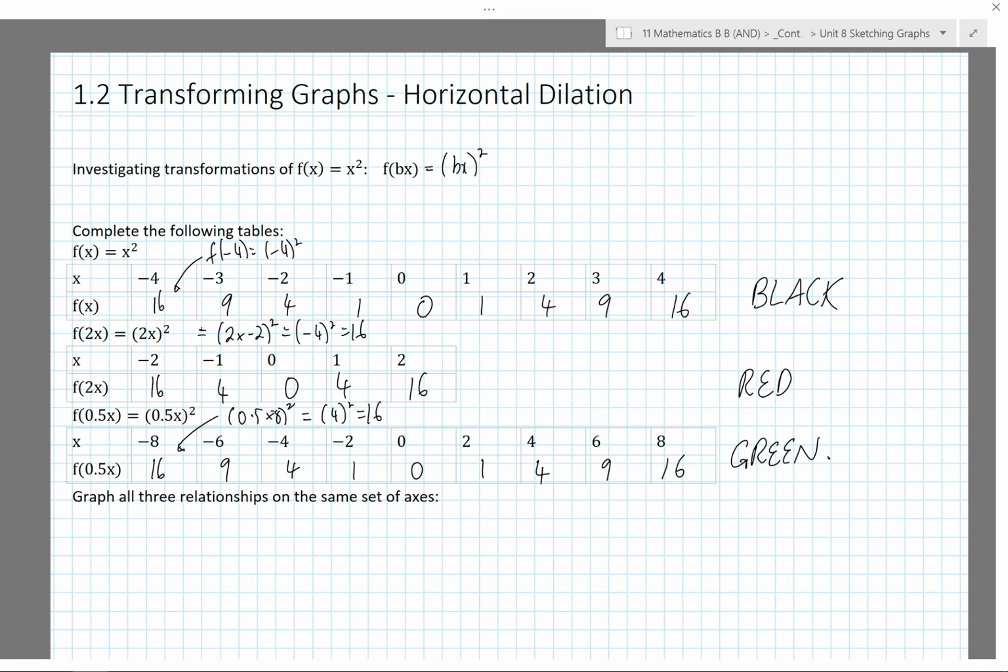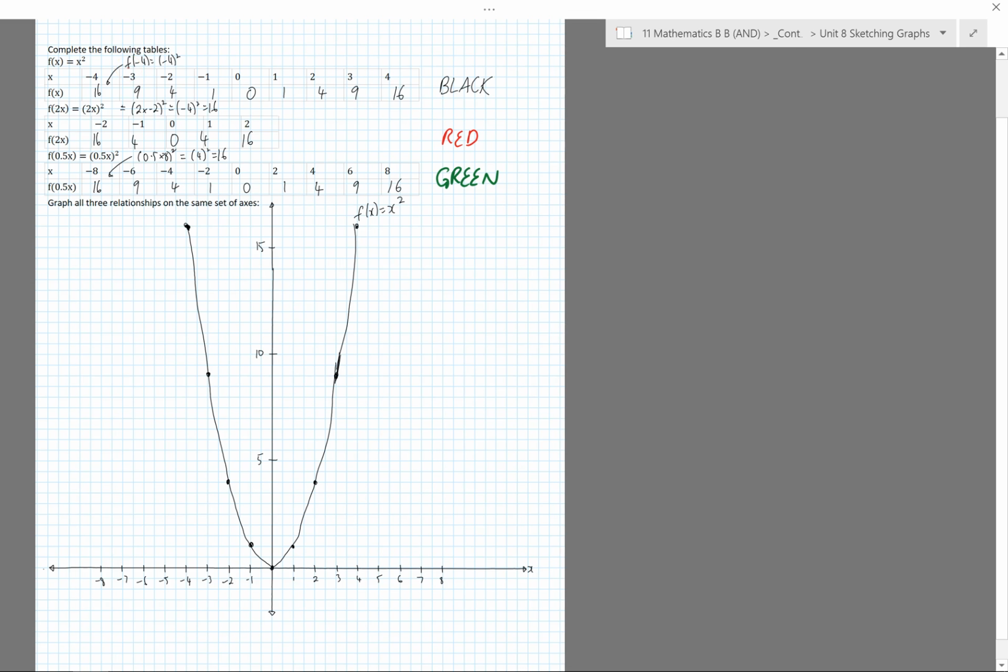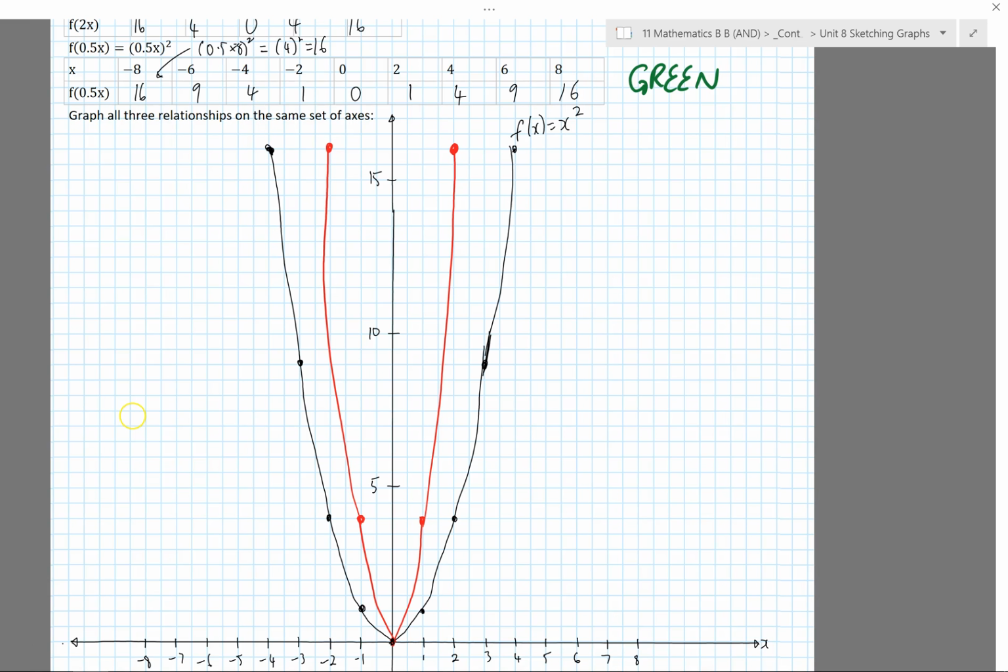Once I've completed the table, I'll graph all three relationships on the same set of axes, again in those three different colors. So this is what my base function looks like, the x squared function. Again, it's a parabola. It looks slightly different to the one on the previous page, but that's just because my axes are slightly different. Let's now draw the red graph, so (2x) squared.